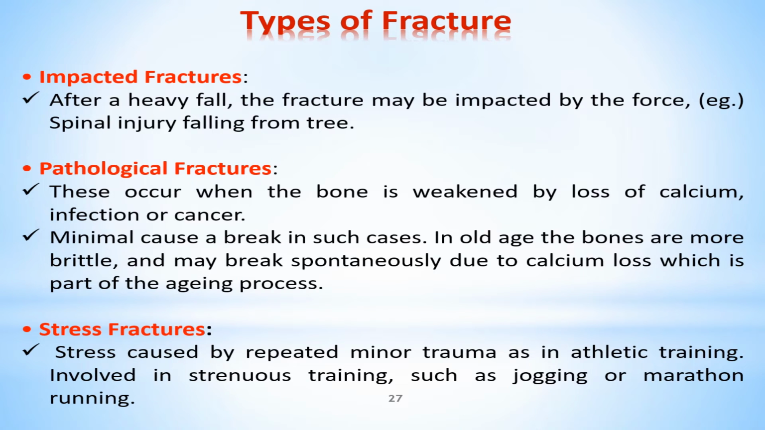Types of fracture. 1. Impacted fractures. After a heavy fall, the fracture may be impacted by the force, e.g., spinal injury falling from a tree. 2. Pathological fractures. These occur when the bone is weakened by loss of calcium, infection or cancer. Minimal cause may break the bone in such cases. In old age the bones are more brittle, and may break spontaneously due to calcium loss, which is part of the aging process. 3. Stress fractures. Stress caused by repeated minor trauma, as in athletic training, involved in strenuous training such as jogging.